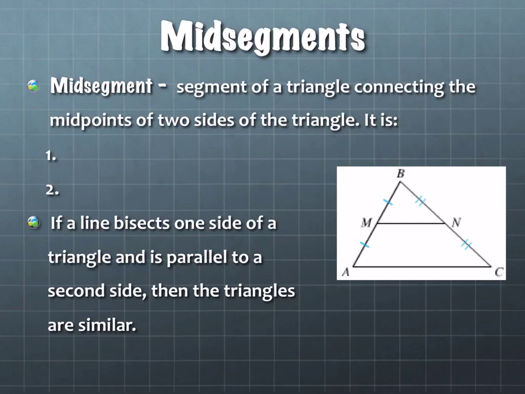A midsegment is a segment of a triangle connecting the midpoints of two sides of the triangle. So this is a midpoint, M. That's why you see the two blue marks here. And then this is another midpoint, N, and you see the lengths of those are the same. What do you think you could say about that midsegment?